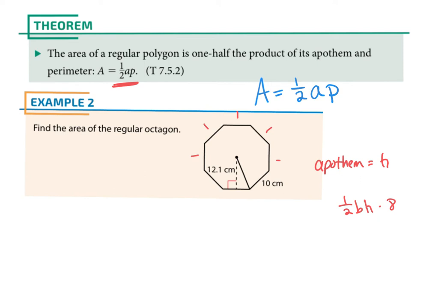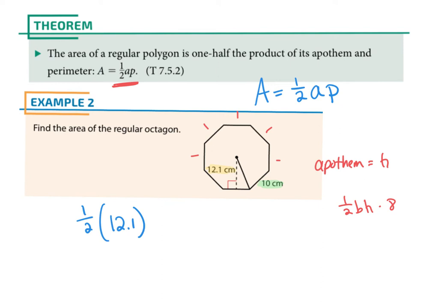So let's look at this one. They have given me the apothem. The apothem here is 12.1. I'm going to plug that in. 1/2 my apothem. All right? Did they give me my perimeter, the entire distance around? No. What did they give me? 1 side length. What is my perimeter then?